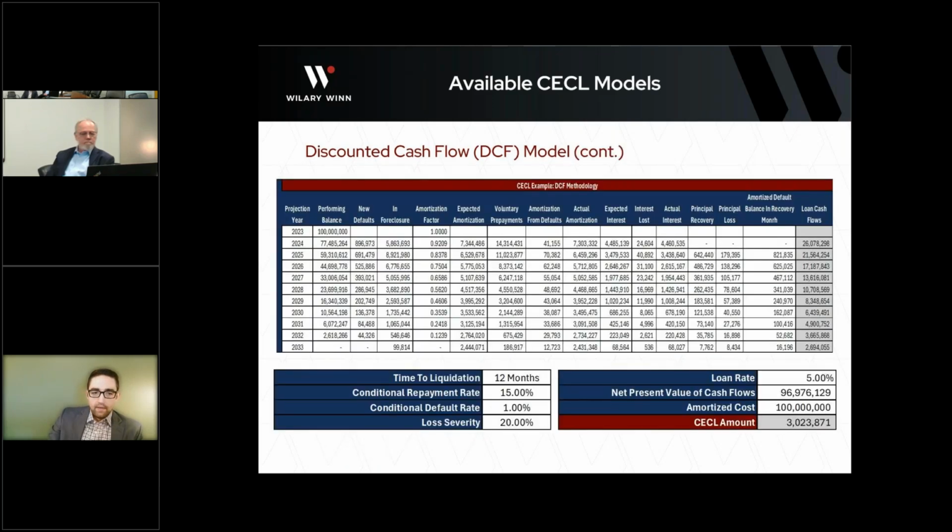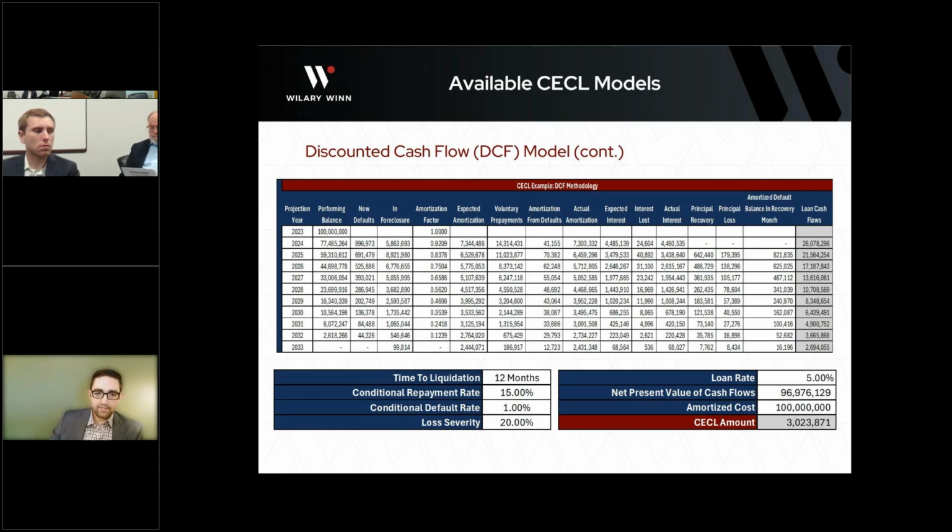And then to help bring the discounted cash flow model to life, I have a quick example here, but we can walk through this. So for this example, we're modeling one single loan, $100 million loan, 10-year term, 5% interest rate. To keep the math clean and focus on bigger picture, we've made a couple of simplifying assumptions. So we have a 12-month liquidation timeline in the event of default, 15% conditional repayment rate, so expecting 15% of that balance to repay each year, 1% conditional default rate representing a chance of default in each period, and then a 20% loss severity, so a 20% loss in the event of default.